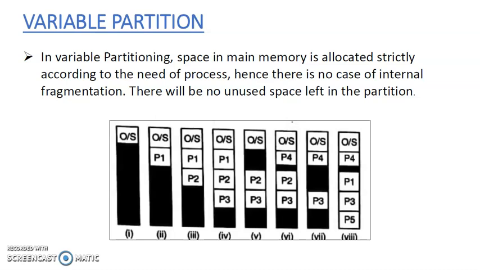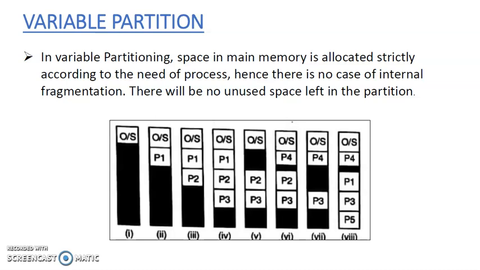Suppose two free partitions of 30K and 50K are available and a process of 60K has to be accommodated. Then neither partition can be allocated to this process, so there is again wastage of memory space. This is called external fragmentation.